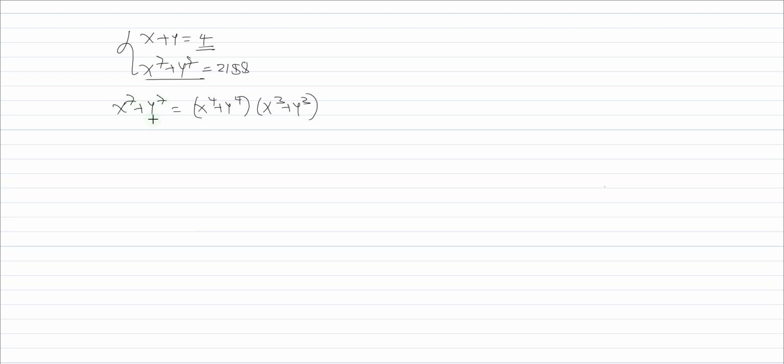So let's multiply this. This times this is going to be x to the 7, which we already have here. That's okay. And this times this, we're going to have plus x to the 4 y cubed, and then this times this is going to be plus x cubed y to the 4, and then plus y to the 7. This one is okay, this one is okay.